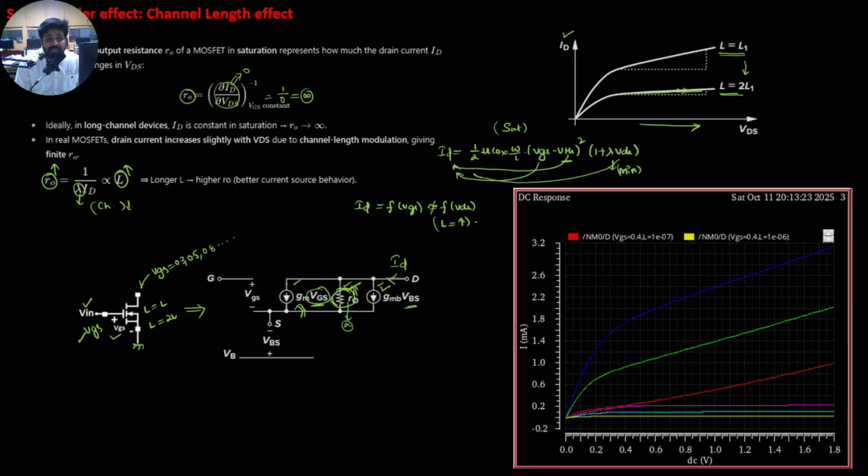So slope is nothing but 1 by R. The slope is very, very minimum over here, because R naught will be maximum. So slope is nothing but 1 by R naught, so this one will be minimum. Slope is minimum over here. The slope will be maximum over here, right?